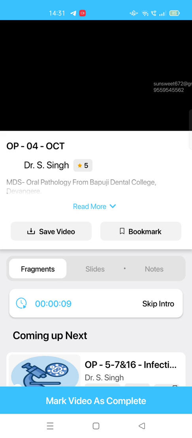Okay. Treatment for dentigerous, not only dentigerous, most of the other cysts remains the same. If the size is small, we go for enucleation.